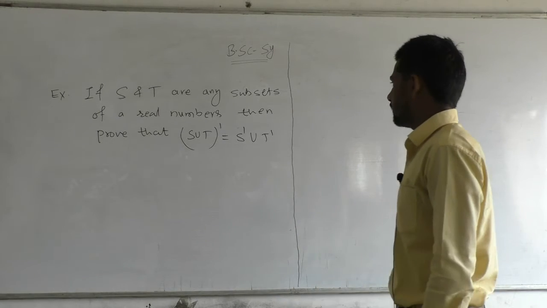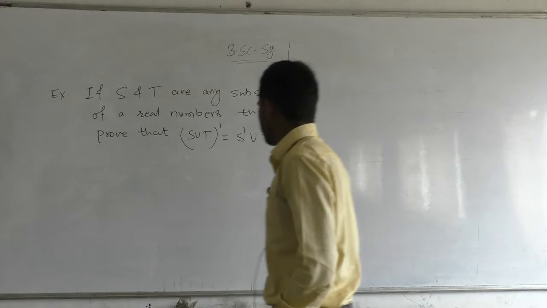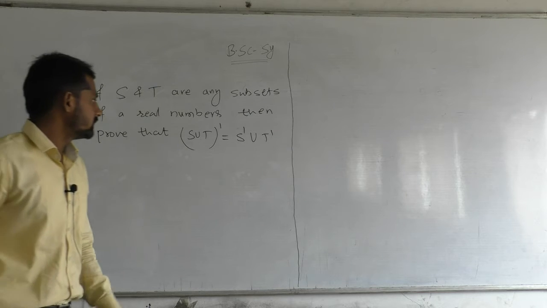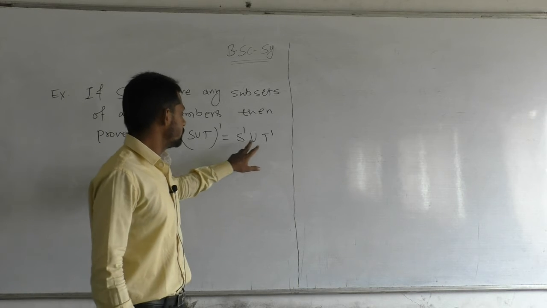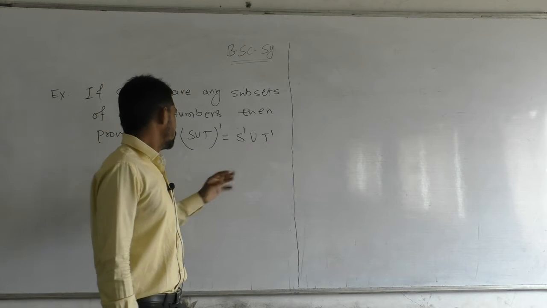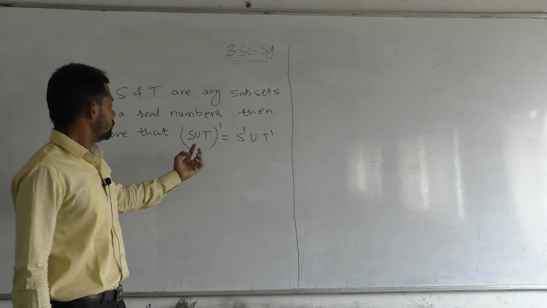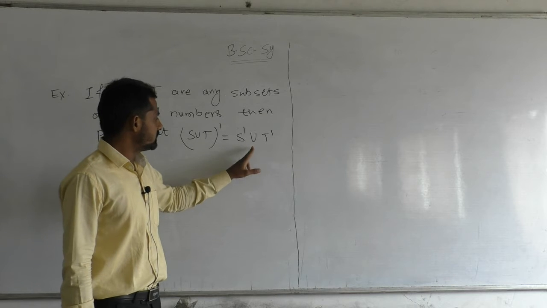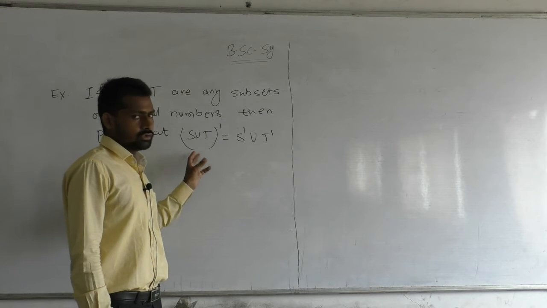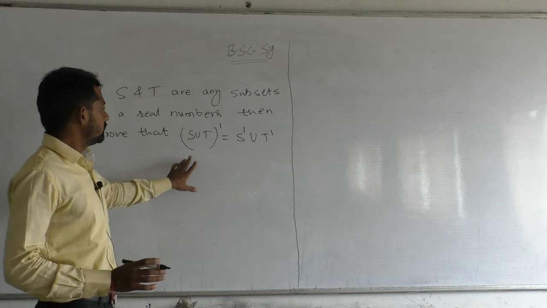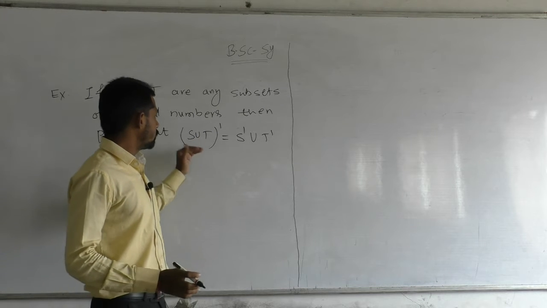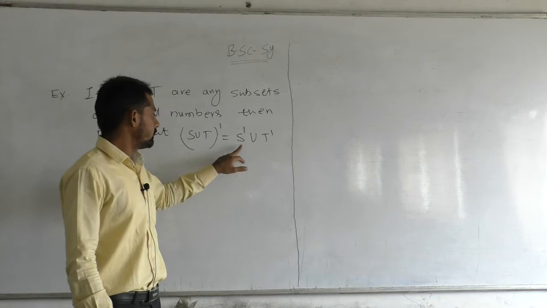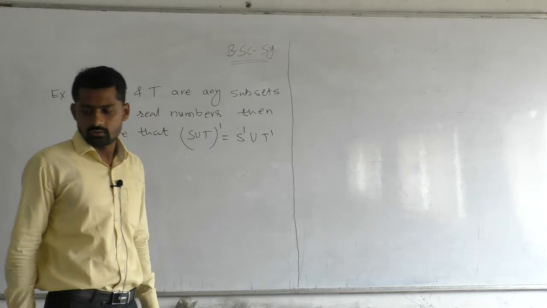If S and T are any subsets of real numbers, then prove that the derived set of S union T is nothing but the derived set of S union the derived set of T. Now I am going to prove this by showing that each side is a subset of the other. From these two conditions it will automatically prove that the derived set of S union T is nothing but the derived set of S union the derived set of T.